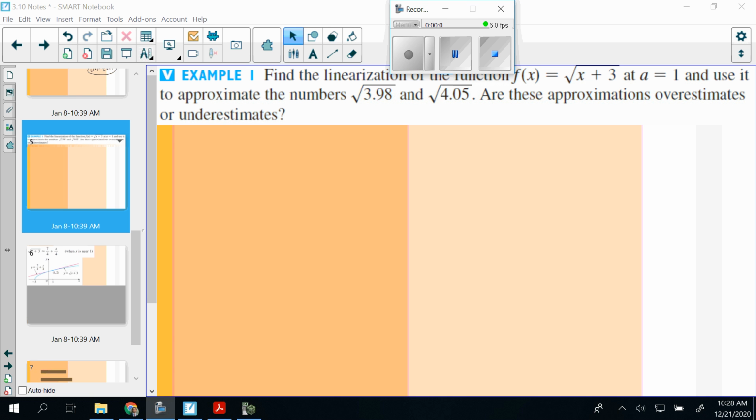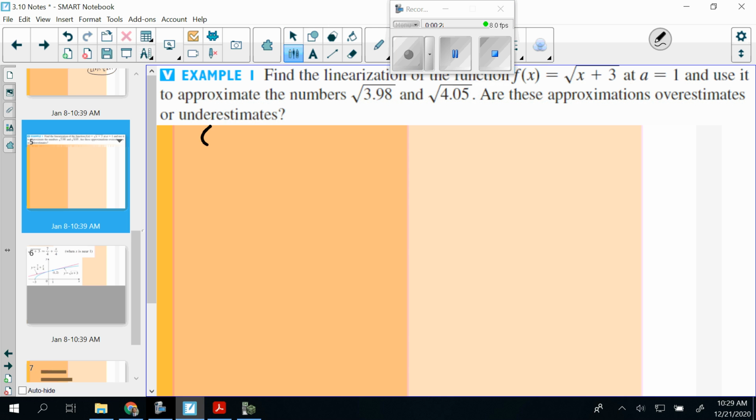All right, this problem wants us to find another linearization, but then once we have that, they want us to approximate two other numbers with our linearization function and see if these approximations end up being overestimates or underestimates. So first off, again, if we're going to find this linearization, we're going to need to find both the point and the slope of this one. Let's start with the point.